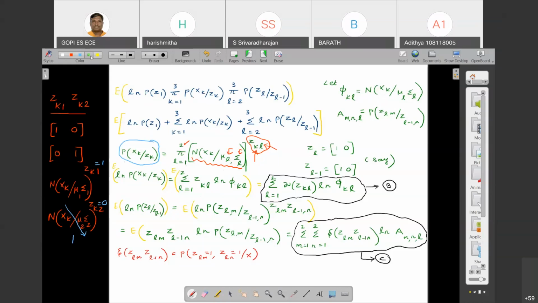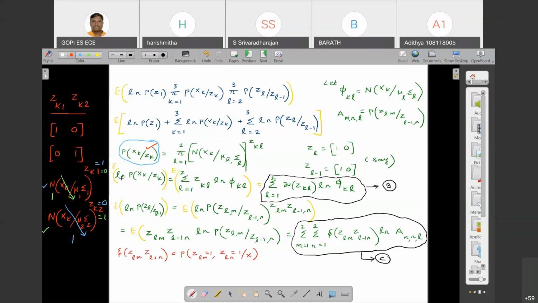So the other way, suppose ZK1 is taking 0. If this is 0 here and this is 1 here, in that case, this value will become 1 and this will get activated. So this probability of xk given zk can be written like this. That is what I am claiming. The claim is we can write this probability of xk given zk in general like this, and other things are straightforward. You can take the expectation now as usual.